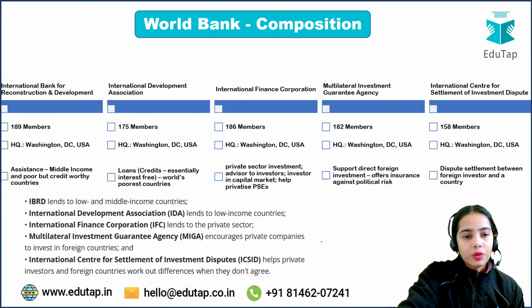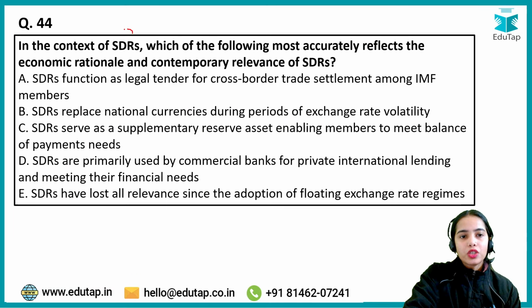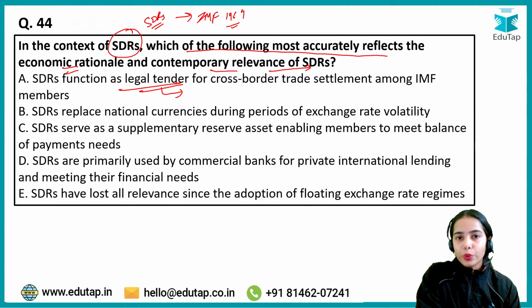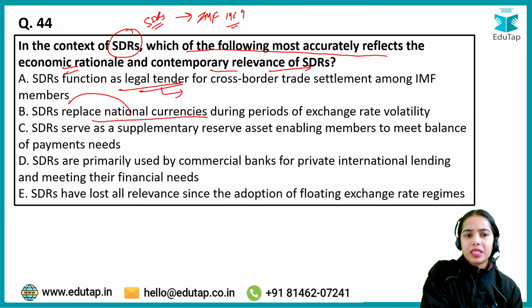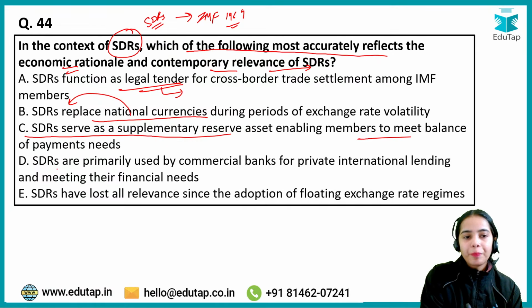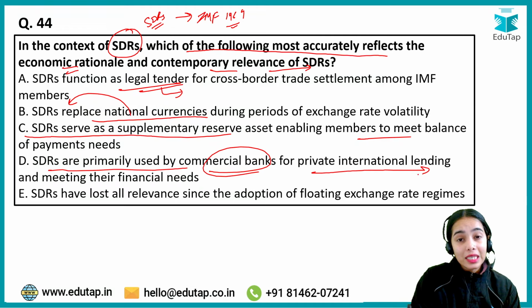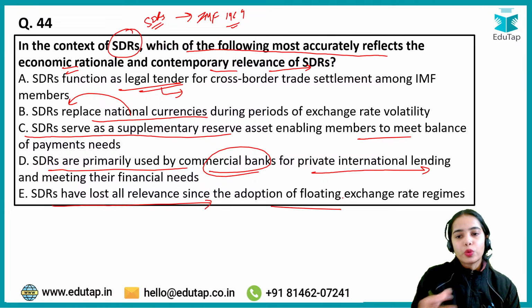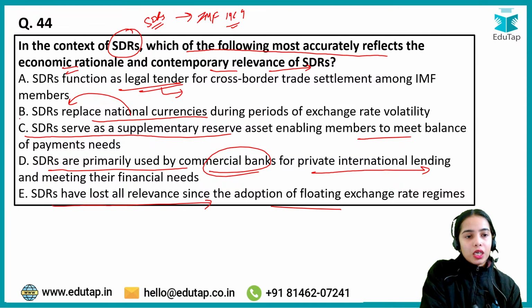Okay, now coming to the next question. In the context of SDRs, the special drawing rights created by the IMF in 1969, which of the following most accurately reflects the economic rationale and contemporary relevance of SDRs? SDRs function as legal tender. Is it a legal tender like the rupee or the dollar, which are backed by the government? SDRs replace national currencies. Can SDRs replace the national currencies? SDRs serve as a supplementary reserve asset, enabling members to meet balance of payment needs. SDRs are primarily used by commercial banks for private international lending and meeting their financial needs. SDRs have lost all relevance since the adoption of the floating exchange rate regime. So no. C is the right answer.